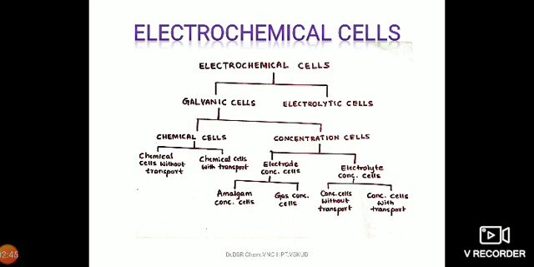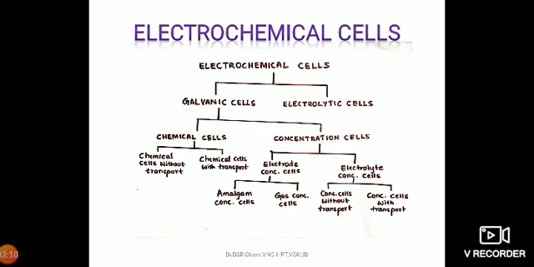Depending upon whether the two electrolytes are directly in contact with each other or not, in chemical cells, we have chemical cells without transport and chemical cells with transport. In chemical cells without transport, we use a salt bridge, whereas in chemical cells with transport, we don't have a salt bridge. The two electrolytes are directly in contact with each other.